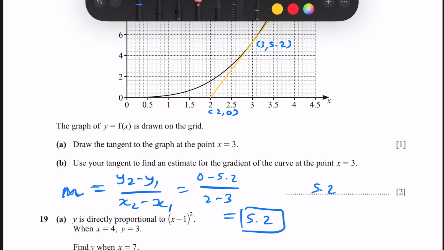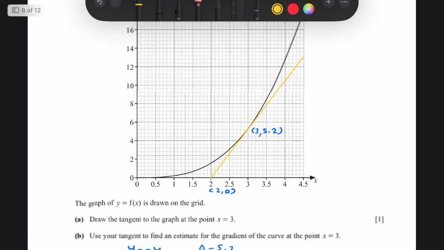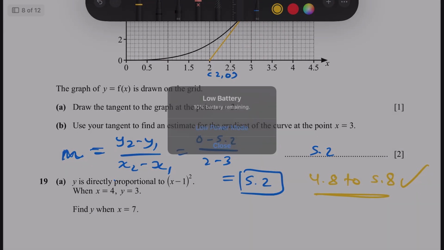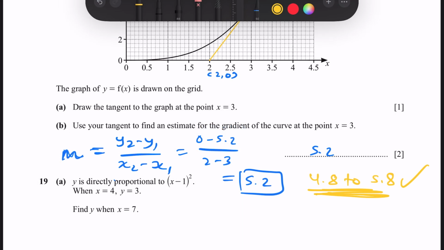Now note that for the exam, you don't need to have an exact answer that's equal to 5.2, since the mark scheme says any value that falls within the range of 4.8 to 5.8 is acceptable. This accounts for the fact that different students draw tangent lines in different ways, and they might have different approximations for where the tangent line meets the graph. Therefore, if you have any gradient that's within this range, you're fine.